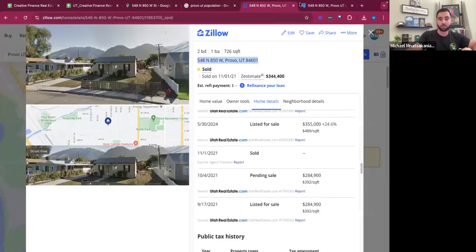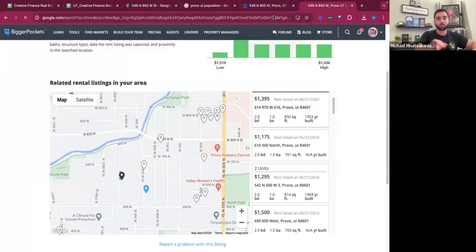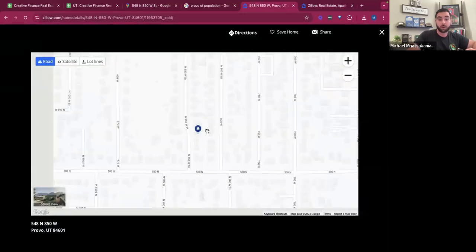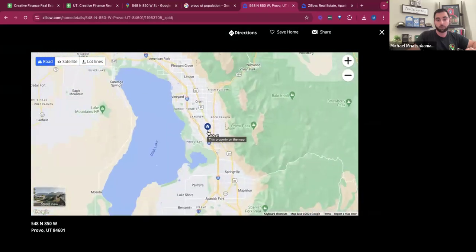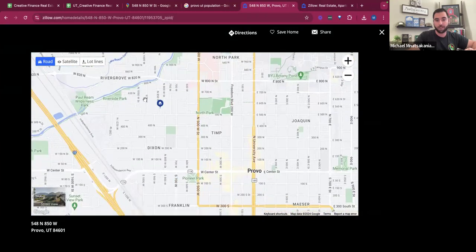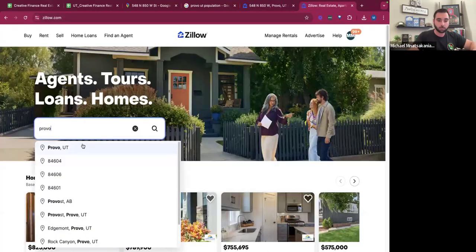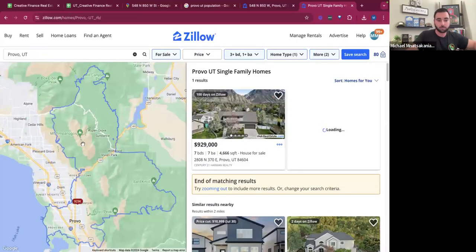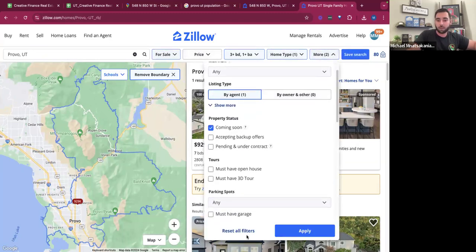So now we're going to go to Zillow. We're going to open up another Zillow and practice comping together. What you want to do is look on the map. Oh, beautiful. Okay, so we're going to go to Provo and find this area. So we're going to go to Provo, Utah. Excellent. We're going to get rid of all the filters. Actually, who cares about the filters for now? I'll reset this for now.